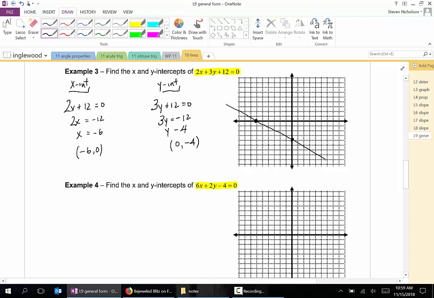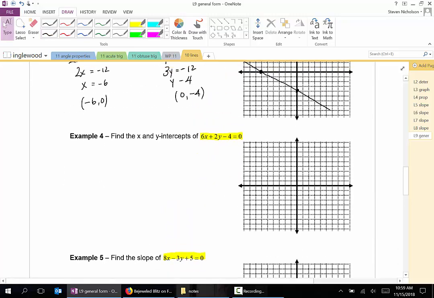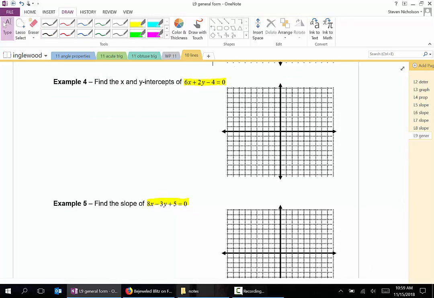So again, you should be drawing your line with a ruler. We could have taken the time to put it in y equals mx plus b form. We would have got a nice y-intercept. We would have known the slope, and we could have plotted. But this way is quick and easy and nice as well.